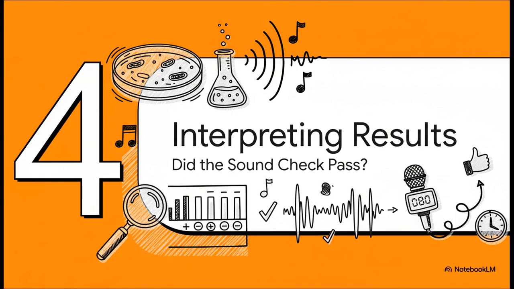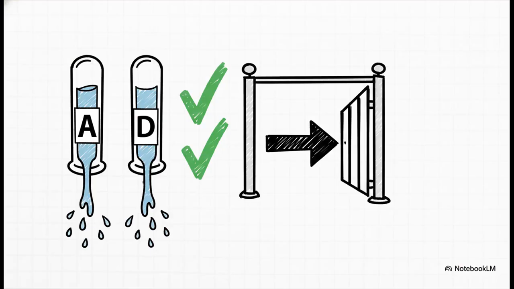How do we know if our sound check actually passed? Okay, first things first, before we get ahead of ourselves, we have to check our controls. Solutions A and D, that's our sample by itself, and our pure water, they both have to come out negative. They should stay liquid. If either one of them forms a gel, it means something was contaminated from the start, and, well, the whole test is a bust. You've got to scrap it and start over.